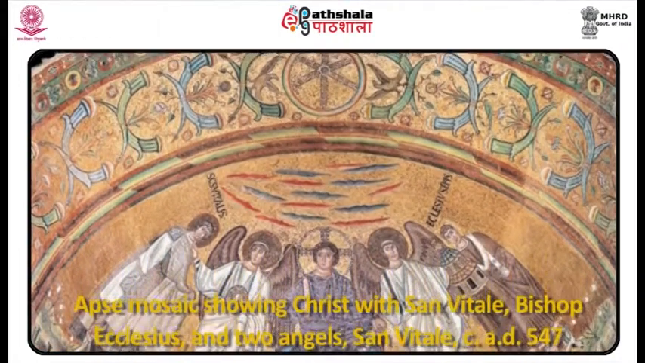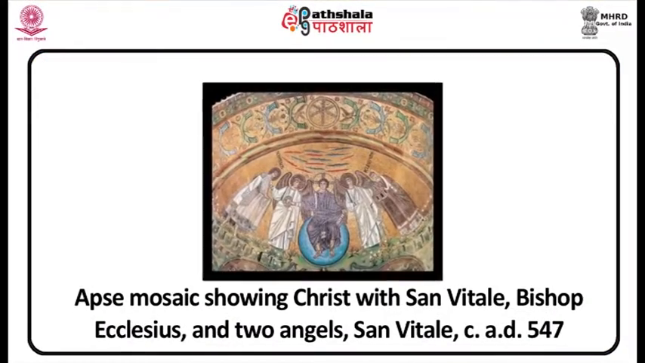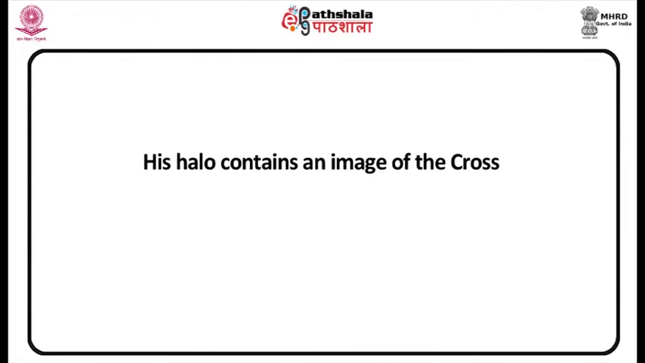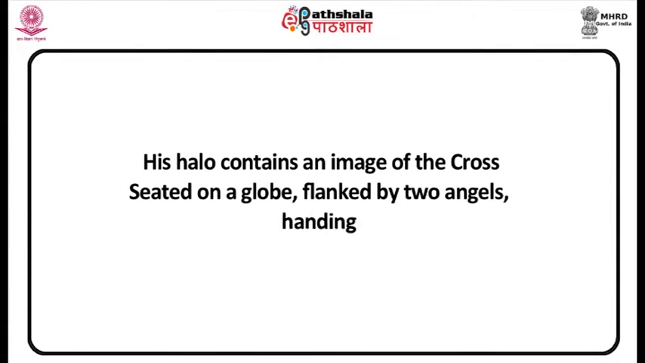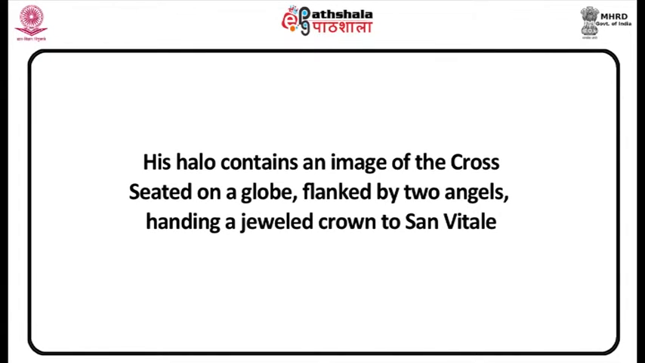There were many mosaics in the church. The mosaic here shows a young, beardless Christ in purple robes of royalty, drawn in the Western Apollonian style. His halo contains an image of the cross, and he is seated on a globe flanked by two angels and hands a jeweled crown to Saint Vitale.